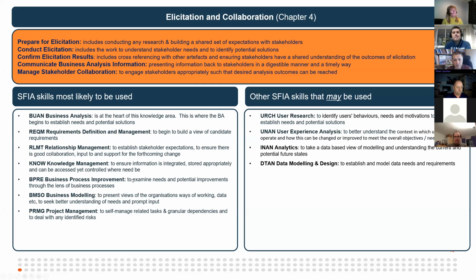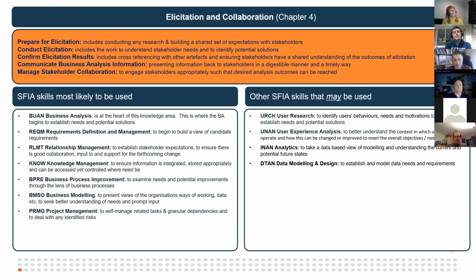So then on the right hand side, we've got the other Sophia skills that we think may be used in this case, and it may well depend on your organisation. For example, in my organisation, we have a separate UX team, so they are not necessarily part of what I would be doing here. It may also not be a user experience type of project. It could be some behind the scenes analysis with no interface, a back end system where that isn't so relevant. So that's why the user research and user experience analysis parts are not shown as absolutely most likely to be used, but potentially likely to be used.